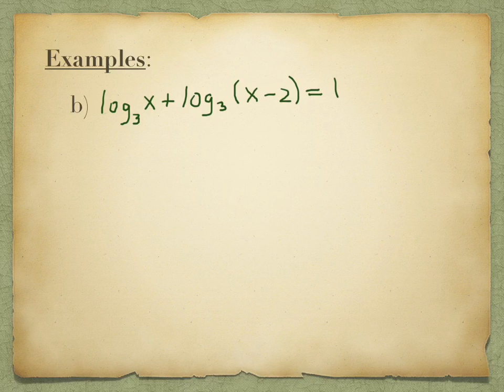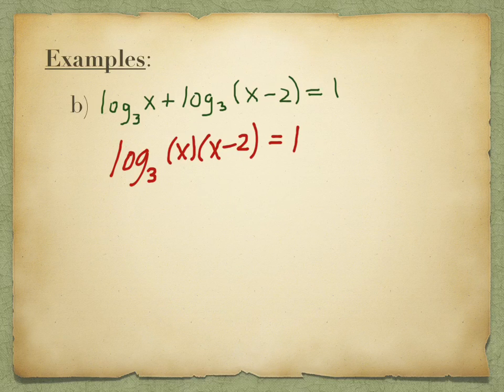I don't think that you can do this one without a little bit of work, though. Probably not, right? Okay. I see that we have something added together. 2 logs. So I can combine them. How can I combine them? It's log base 3 of x times, in the parentheses, x minus 2. Yeah, something like that.